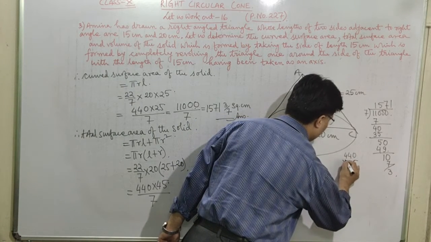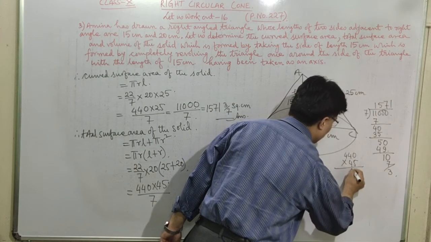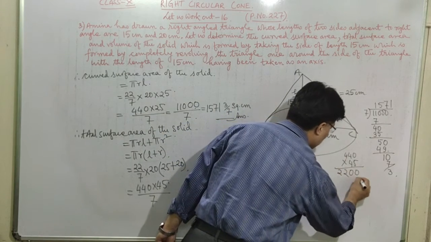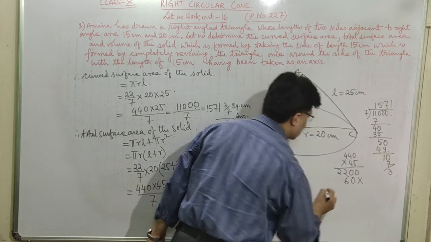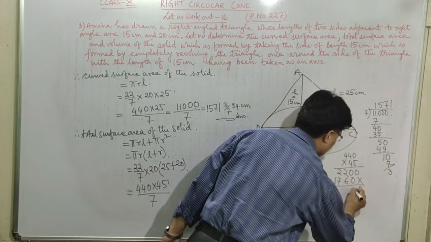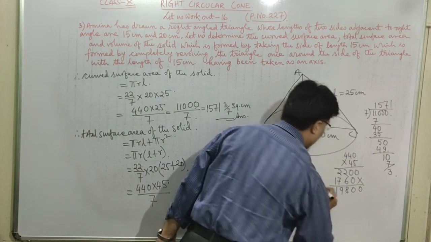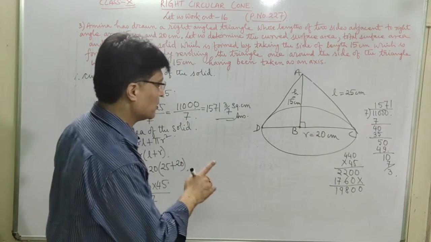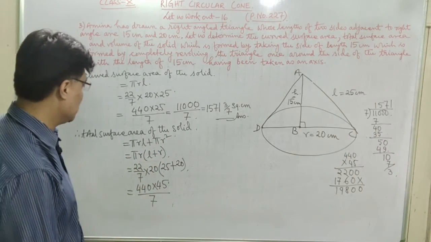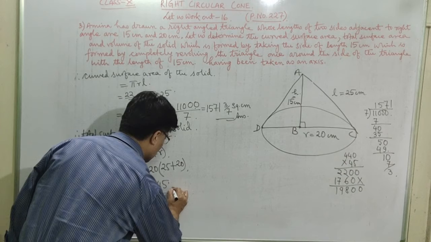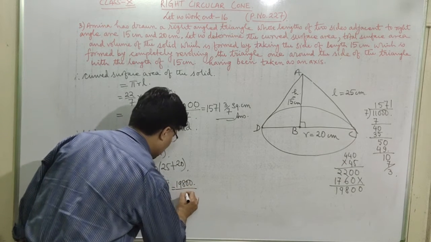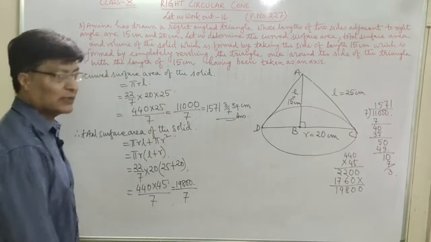So it is 45. 5 zeros are 0, 5 fours are 20. 0, 2, 5 fours are 20, plus 2 is 22. 4 zeros are 0, 4 fours are 16, 6, 1, 4 fours are 16, plus 1 is 17. 0, 0, 8, 9, 1. 0, 0, 6 plus 2 is 8, 7 plus 2 is 9, and then 1, 19800. So which is equal to 19800 divided by 7. Is that clear?